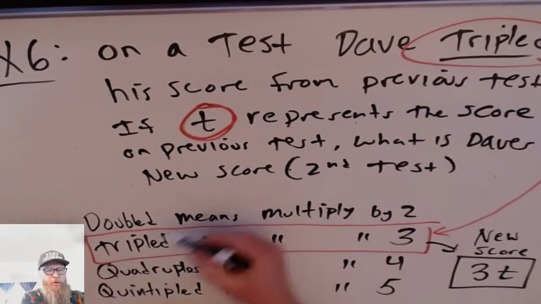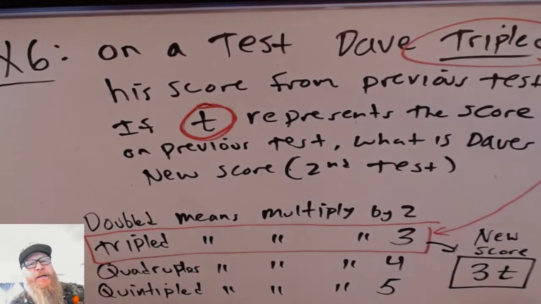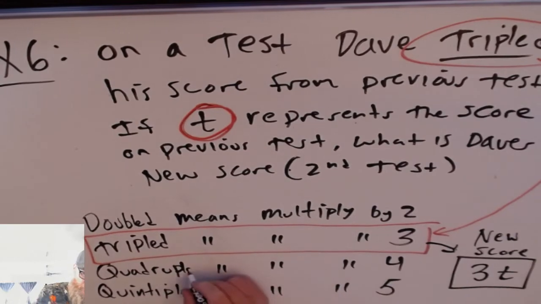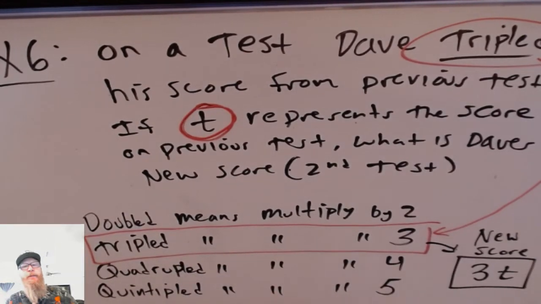I'm going to give you all the words, doubled, tripled, quadrupled, quintupled, because it sort of randomly generates the word in the question. Sometimes your question might say doubled, other times it might say quadrupled or something like that. It keeps going. You can go sextupled and septupled and octupled, but we're not going to go there. Double, triple, quadruple, quintuple. Good enough for us.